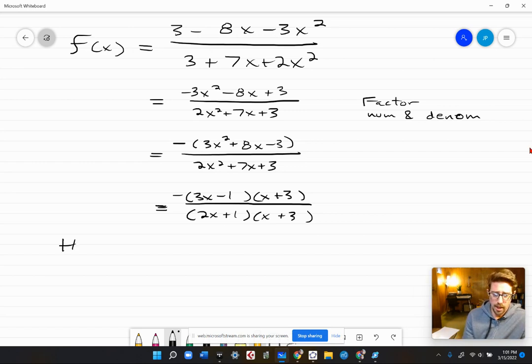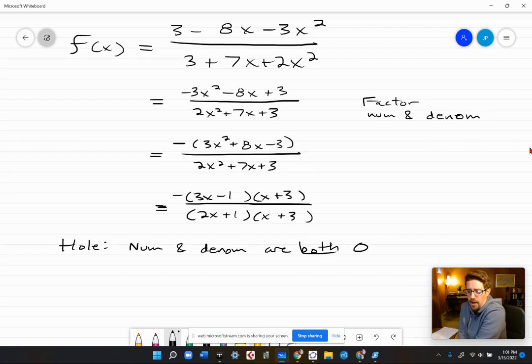So the hole happens when the numerator and the denominator are both 0. And when I have more time, I'll graph it and show you what it looks like. It's just literally a little hole taken out of the function. So notice, hopefully you notice, we have a common factor on the top and the bottom of x plus 3. So we can technically factor that out, but we have to make a note.